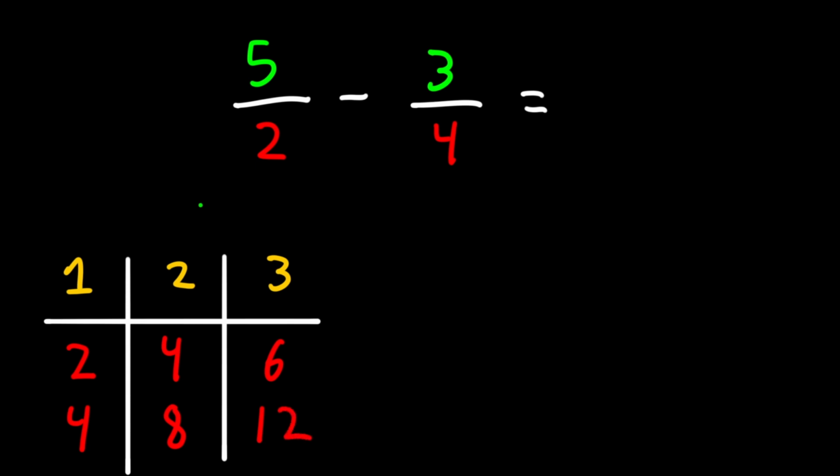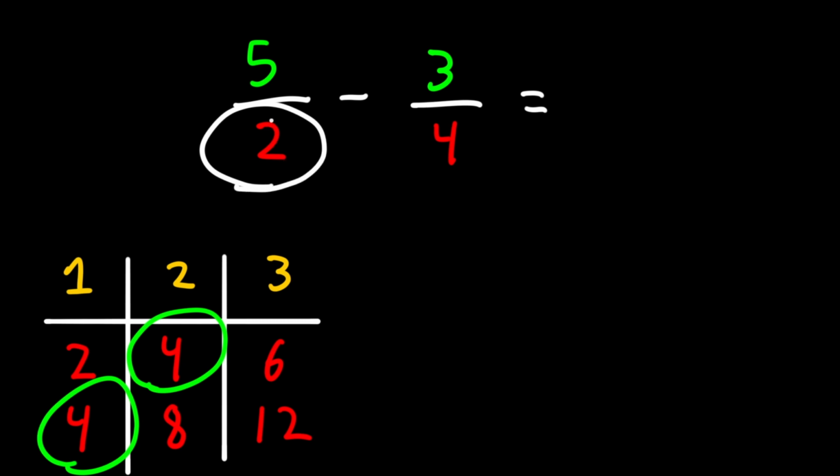So what's the smallest number that they have in common? The smallest number this row and this row have in common is 4. Both rows have 4. And 4 is the closest number to the left, so that means it's the least common denominator.